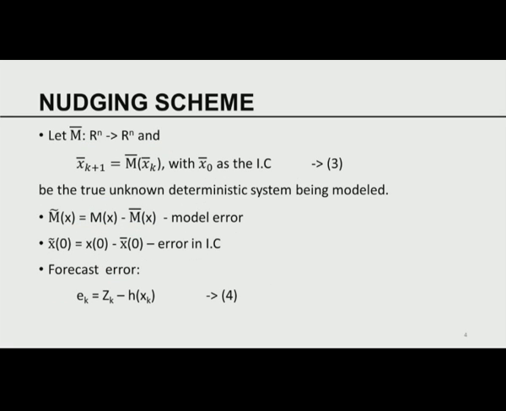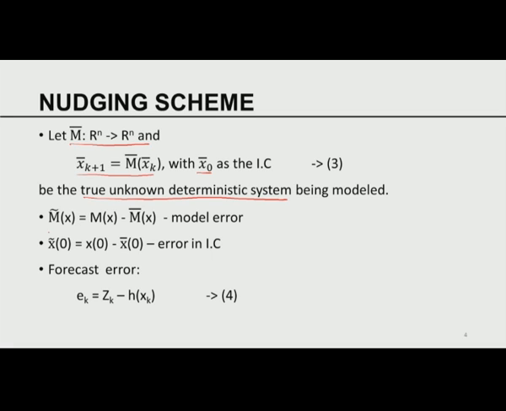So let M bar be the true model dynamics. I am going to now develop a general theory. Let M bar be the true model dynamics. x_{k+1} bar is equal to M bar of x_k bar with x_0 bar as the initial condition, be the true unknown deterministic system being modeled. If M bar is equal to M, the model is perfect. If M bar is different from M, the model has an error.